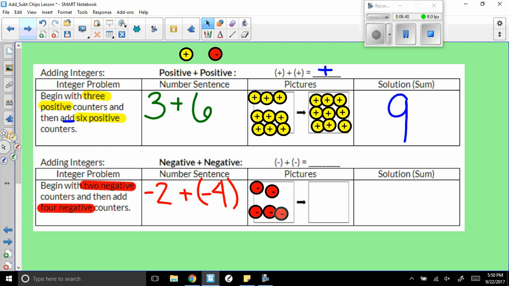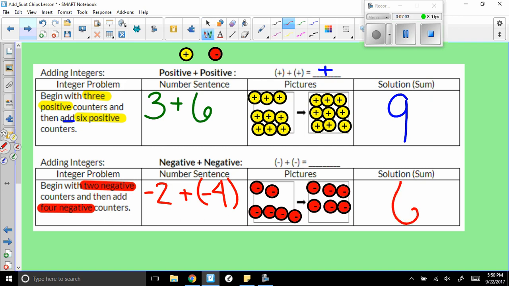And make sure you have all the circles I have. And now I'm looking for 0 pairs. I do not have any 0 pairs, so they're all left over in my other box. So I've got 1, 2 from the first number, and then 4 from the second number. And that makes 6 negatives, so don't forget that negative sign. So if I add 2 numbers that are negative together, I end up with a negative answer.